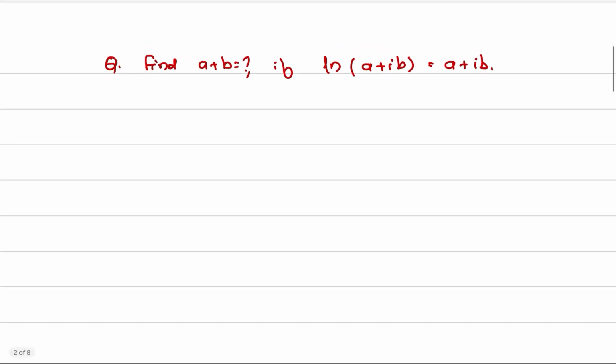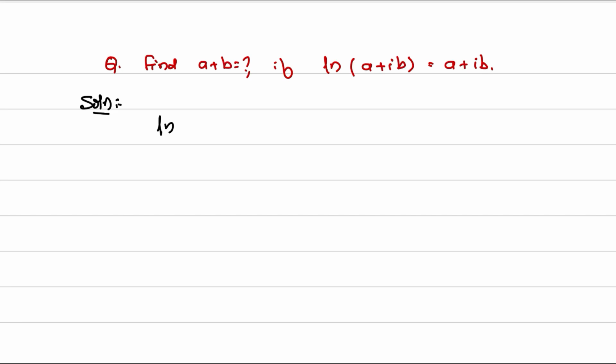As I told you, there may be many ways to solve it. I am adapting e to the power of ix. In that form, I am adapting this solution. You can do it using the Lambert function also. Now, solution.